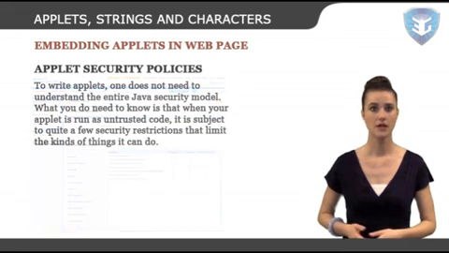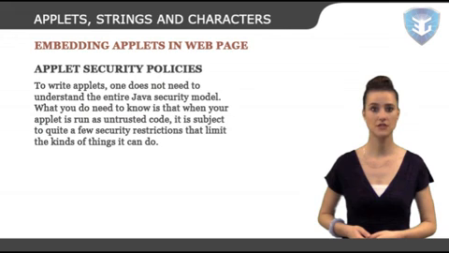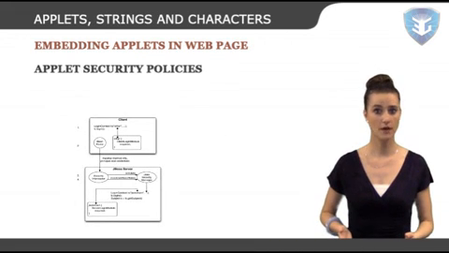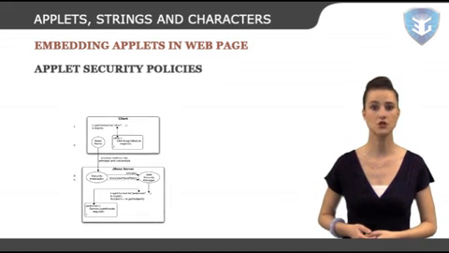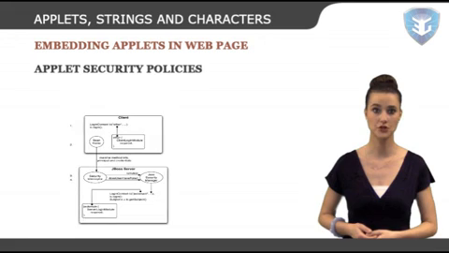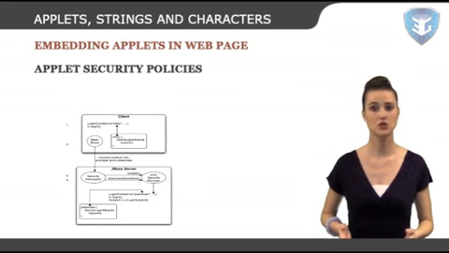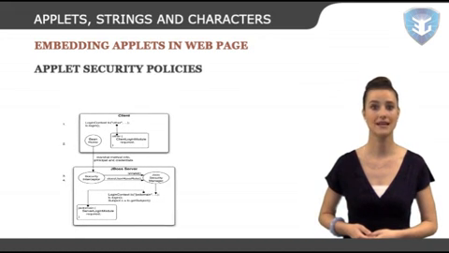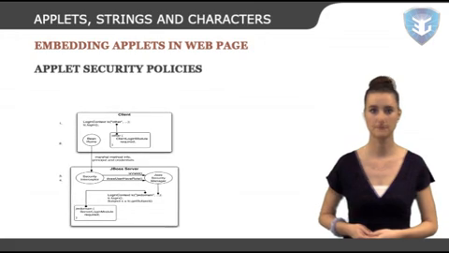To write applets, one does not need to understand the entire Java security model. What you do need to know is that when your applet is run as untrusted code, it is subject to quite a few security restrictions that limit the kinds of things it can do. This describes those security restrictions and also describes how you can attach a digital signature to applets, so that users can treat them as trusted code and run them in a less restrictive environment.